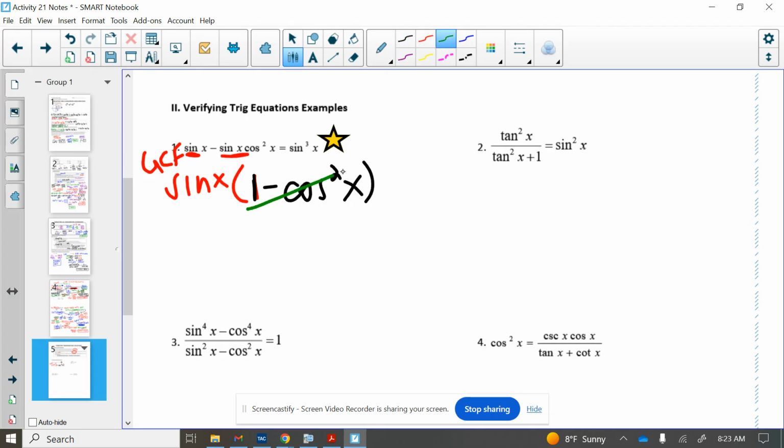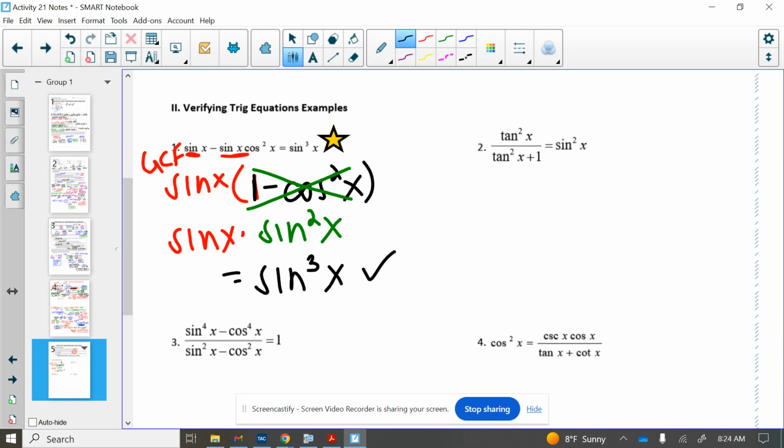Well, we know from our Pythagorean identities that 1 minus cosine squared can be rewritten as sine squared. Then sine of x times sine squared of x gives us the answer we were going for, sine cubed of x. So we know that we are done because the left side now matches the right.